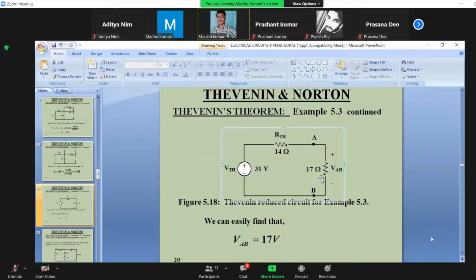Power will be I square R. I square R means 1 square into 17, 17 watt. Okay.